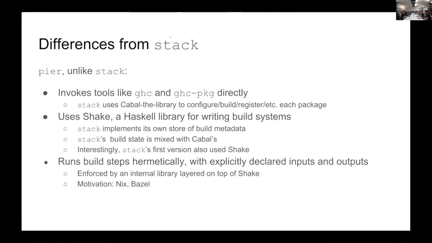In addition, Stack sort of rolls its own build system infrastructure, and Pier uses Shake, which is a Haskell library written by Neil Mitchell, intended to be used for writing build systems. If you look at Stack, its build state is also mixed in. It has its own build state, and then Cabal has its own build state, and they're sort of mixed together. In contrast, Pier has just the build state that's created and managed by Shake.